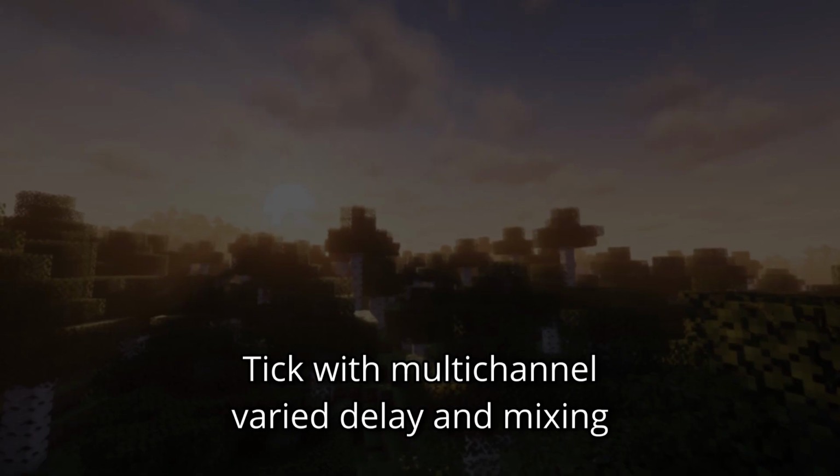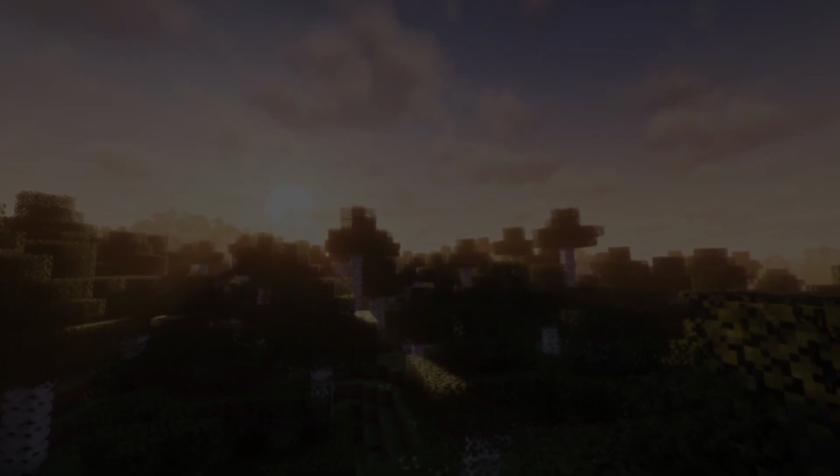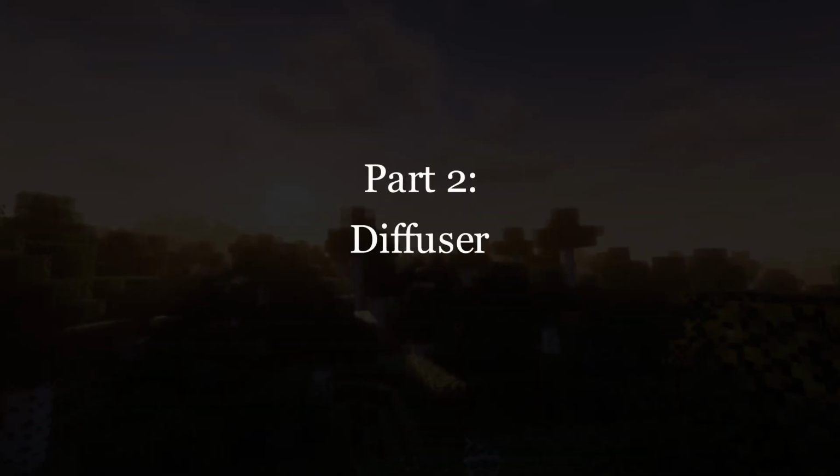We're ever so close to reaching that reverb sound, but we need just a little bit more of a diffuse sound to really sweeten the deal. Which then brings us to the next section, the diffuser.